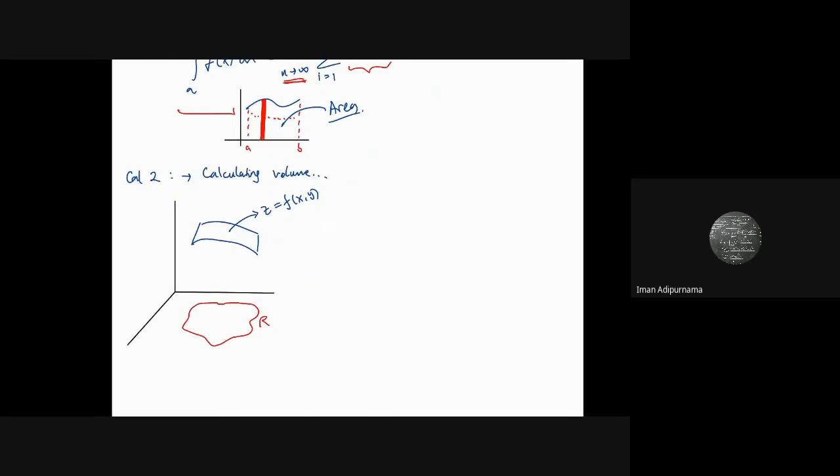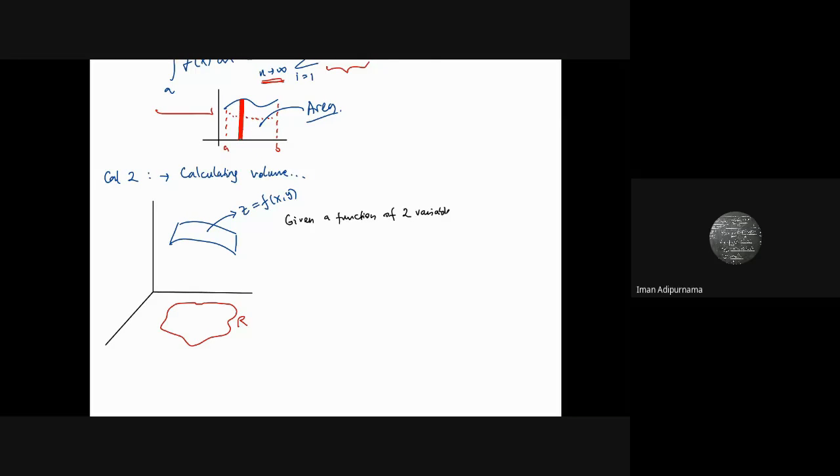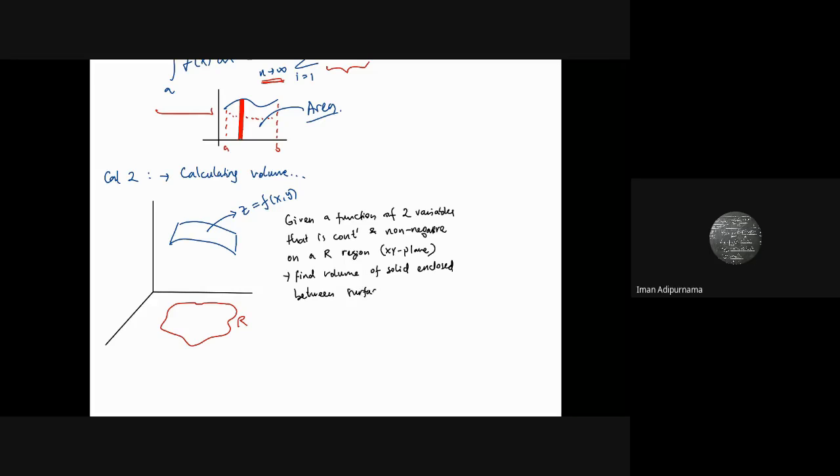Let me write some notes here. Given a function of two variables that is continuous and non-negative on a region R, this is on the XY plane, I need to find the volume of the solid enclosed between the surface Z and the XY plane.